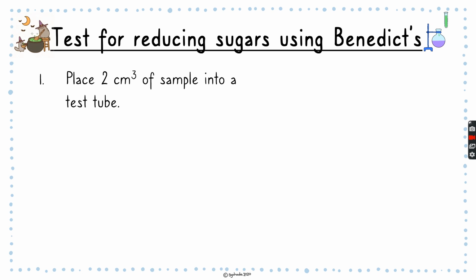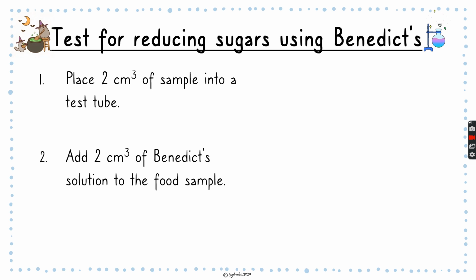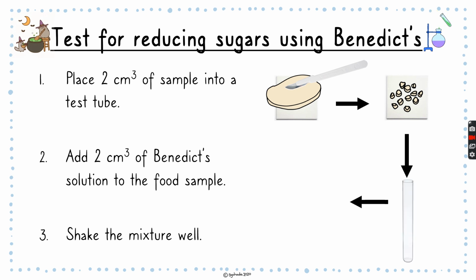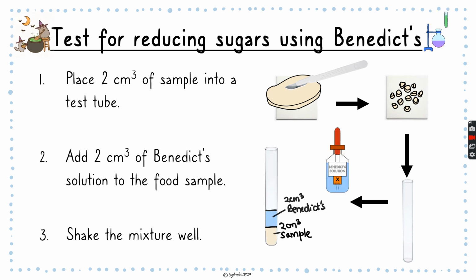Okay, so the first thing we need to do is place 2 cm³ of the sample into a test tube. And then you add 2 cm³ of Benedict's solution to the food sample, and then you shake the mixture well. So if you have a solid sample, you need to cut it up first. And if you can mash it up, that'll be really good, but as long as it's in tiny pieces, that'll be great. After that, you put those crushed or cut food samples into a clean test tube, and you add equal volume.